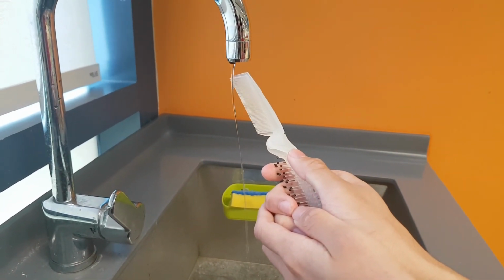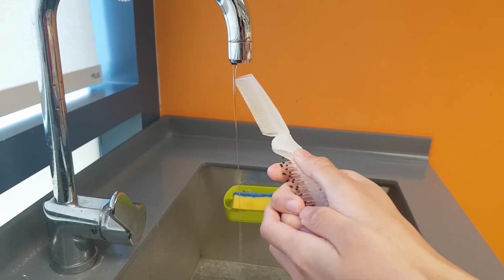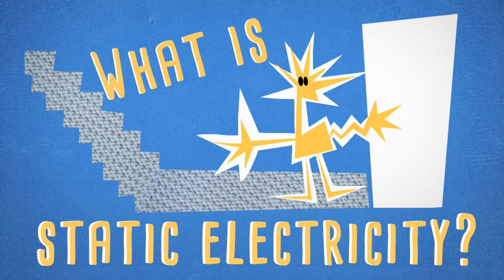For some reason, the water gets pulled towards the comb. But how does this happen? So before I can explain how the experiment happened, let's go into what static electricity is.